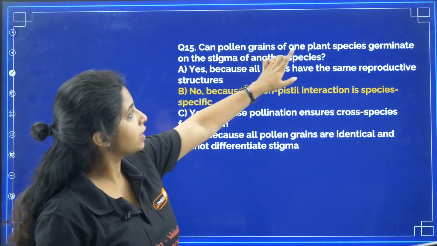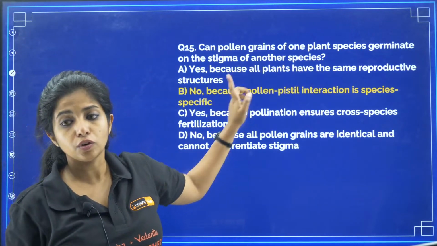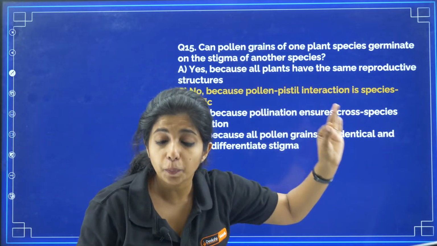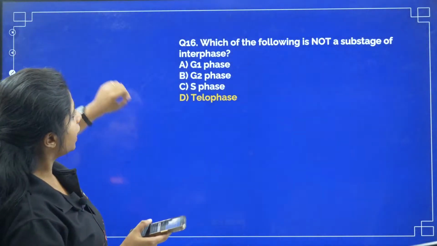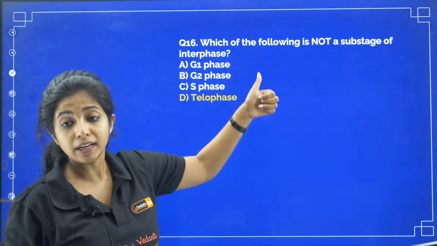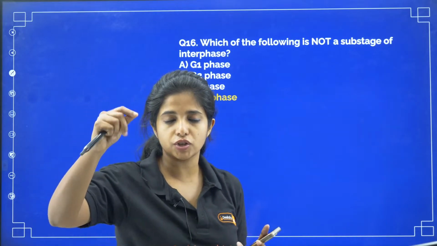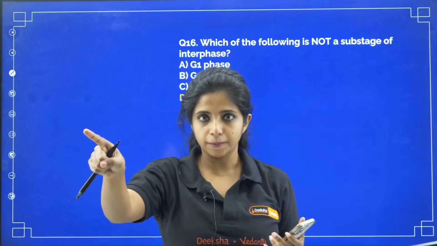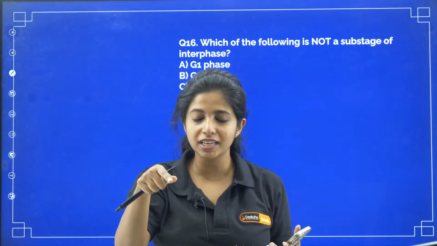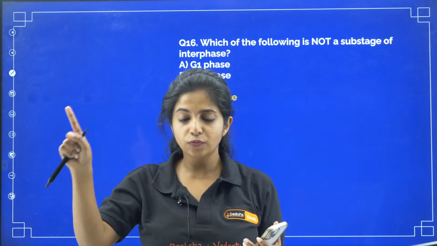Now, can pollen grains of one plant species germinate on the stigma of another? No, because pollen pistil interaction is what? Species specific. Going ahead, which of the following is not a substage of interphase? In interphase, my dear children, you have three stages: G1, S phase, G2. Okay, G1, S phase, G2, right?